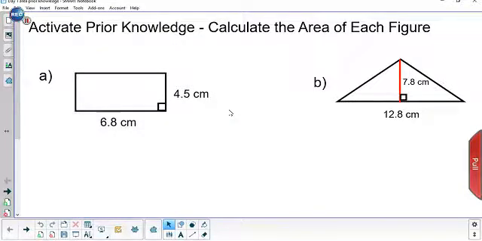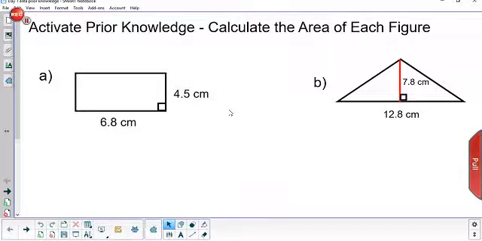In this lesson, we are going to review how to find area of different figures. This is all something you will have seen somewhere in your past, whether you remember it or not, who knows, but you are going to need to know these for this outcome. So today we're just going to review.